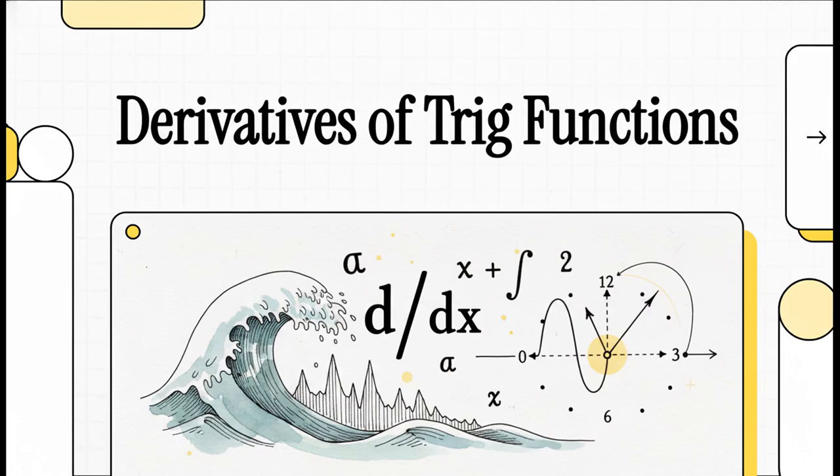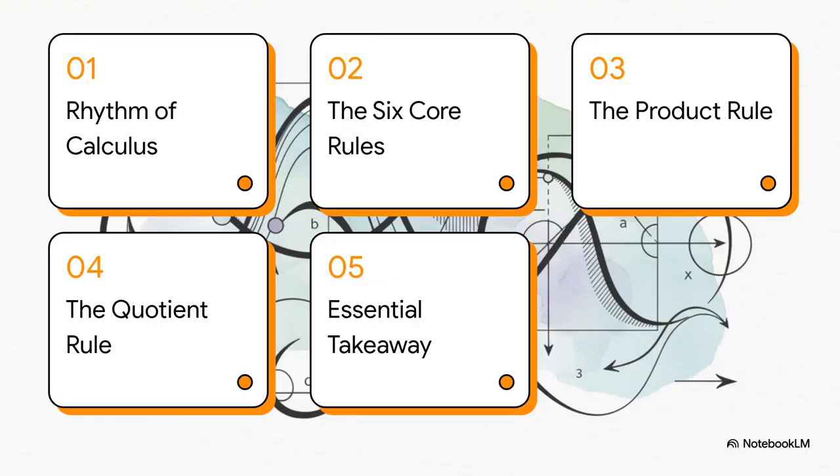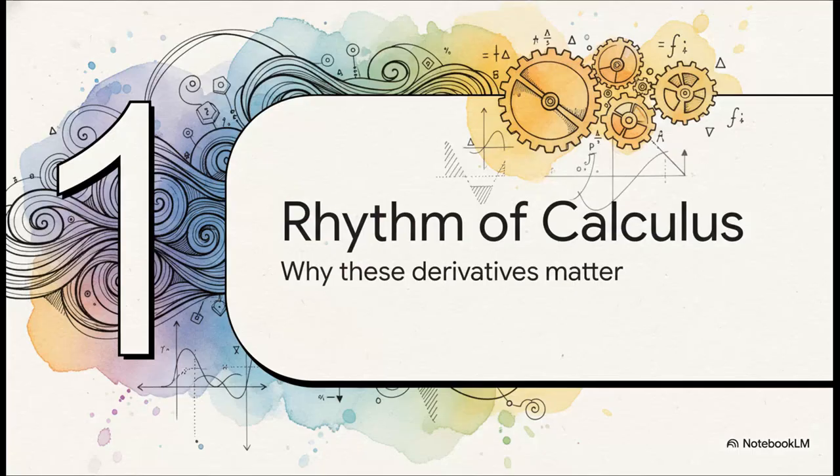Let's jump right in. So here's our game plan. First, we'll get into the why, the whole rhythm behind these derivatives. Then, we'll get down to business with the 6 core rules you just got to know. After that, we'll see how to use them with the product and quotient rules, and we'll wrap it all up with the one key takeaway that's going to make this all stick. First up, the rhythm of calculus.